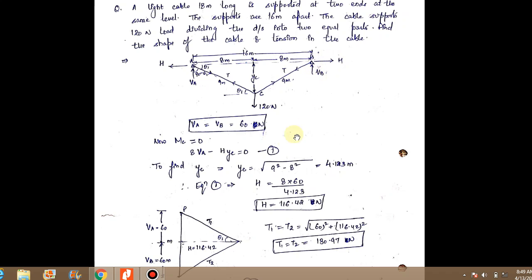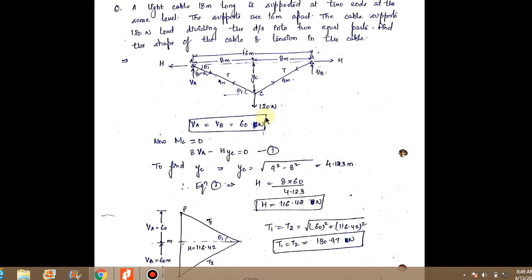See, you can either apply all the equilibrium equations, that is summation of all the vertical forces equal to 0 and summation of the moment about any point equal to 0. But in this question, you can see 120 Newton is acting at the center of the cable. It means 120 Newton is acting symmetrically on the cable, and when any load acts symmetrically, the reactions are just half of the total load. So VA and VB will be equal to half of 120, that is 60 Newton. So you don't have to apply the equilibrium equations.